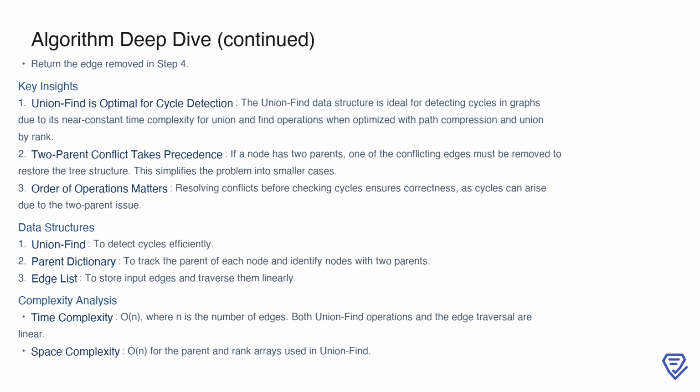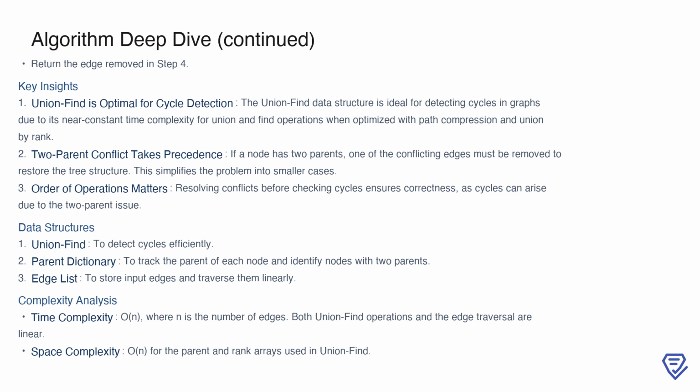There are several key insights to keep in mind for this solution. First, union find is particularly well suited for cycle detection due to its efficiency. With optimizations like path compression and union by rank, its operations are nearly constant time. Second, when a node has two parents, addressing this conflict takes precedence, as it simplifies the problem and avoids unnecessary complications. Finally, the order of operations is critical.